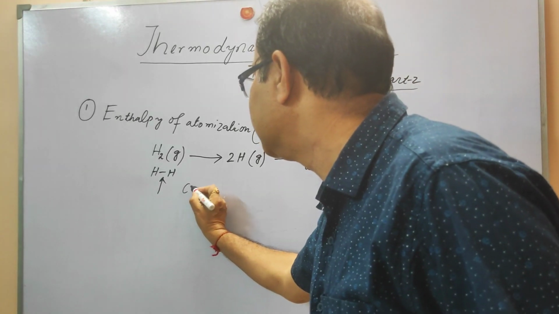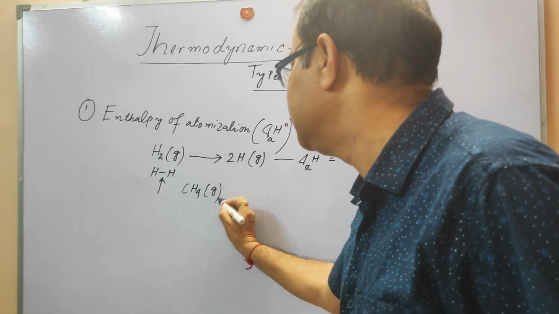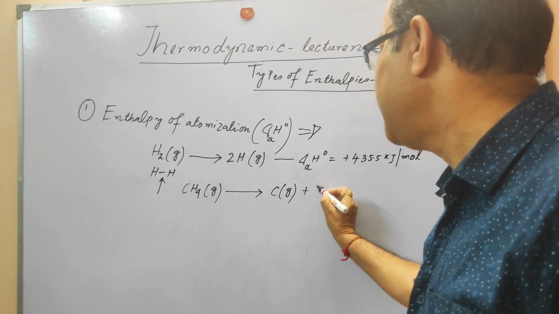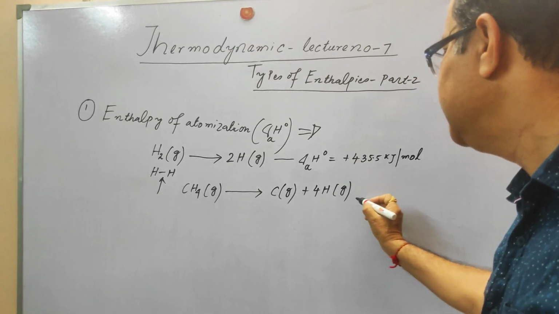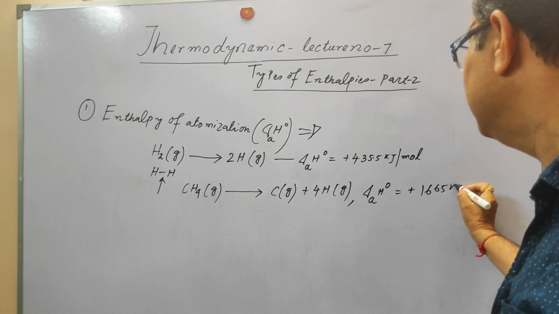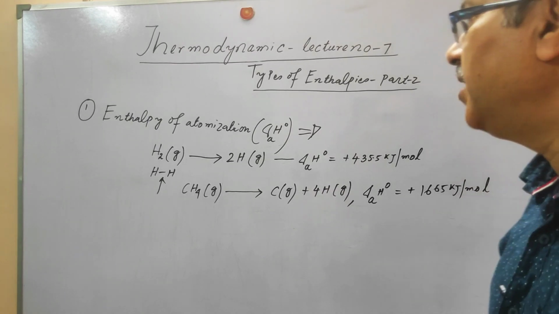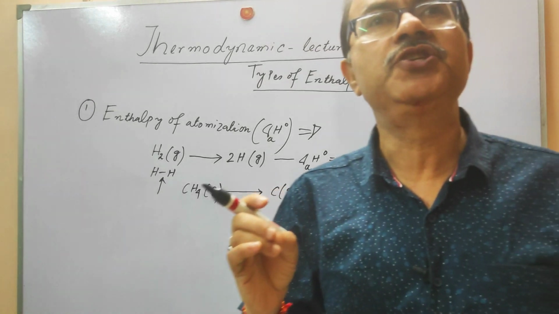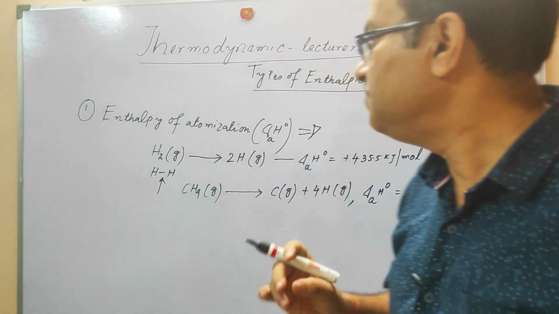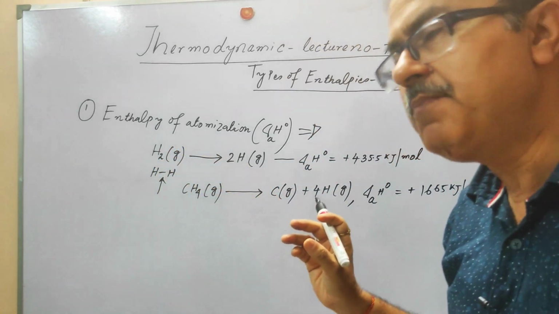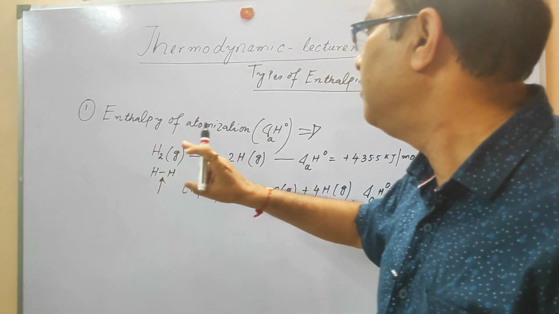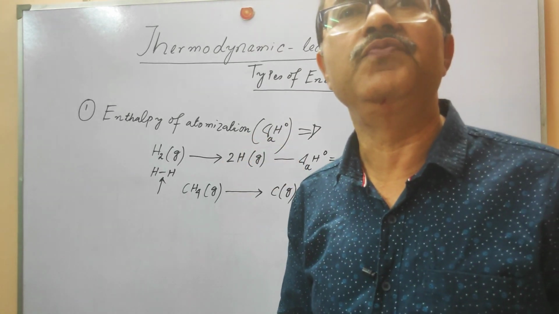Another reaction you can take to understand the enthalpy of atomization is methane gas, which is atomized and creates products, carbon and hydrogen in the gaseous state. In this case, the enthalpy of atomization is found to be plus 1565 kilojoules per mole. So this is the enthalpy change accompanied by the atomization process. Atomization means molecules are transformed into their atoms, in this case the hydrogen molecule forming individual atoms in the gaseous state.